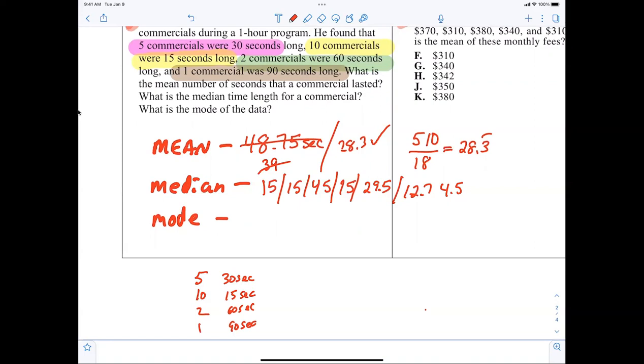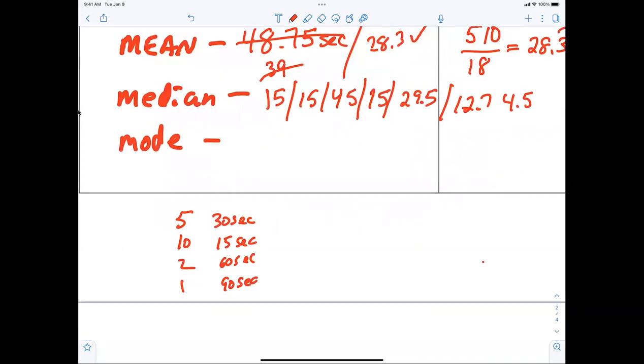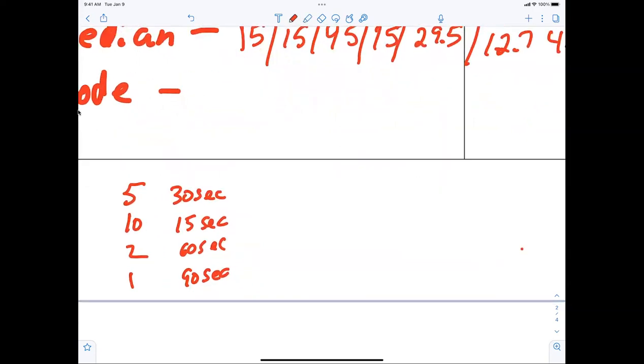Well, how do you know it's not 12.7? Because how many numbers are there? 18, right? Do you agree with that or not? So we need the 9th and the 10th number. Where is the 9th and 10th at? There's only 4 numbers. I know I'm not making myself clear, so here we go, watch.